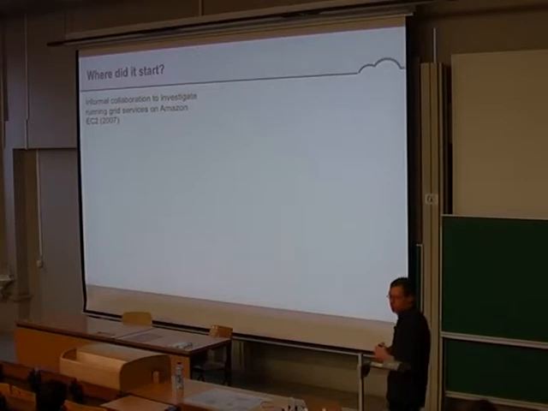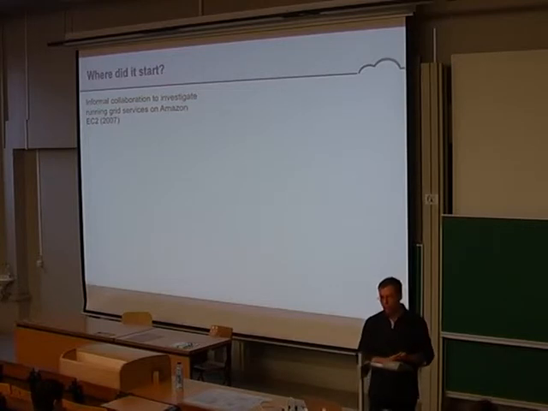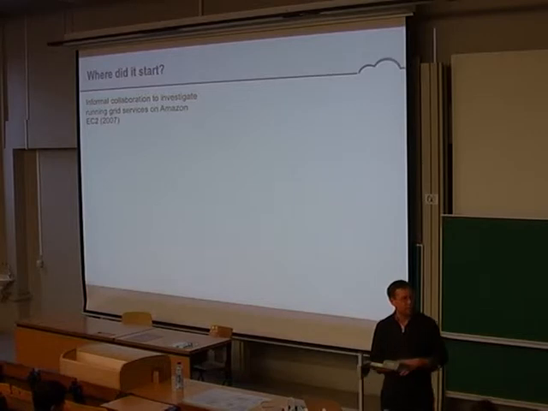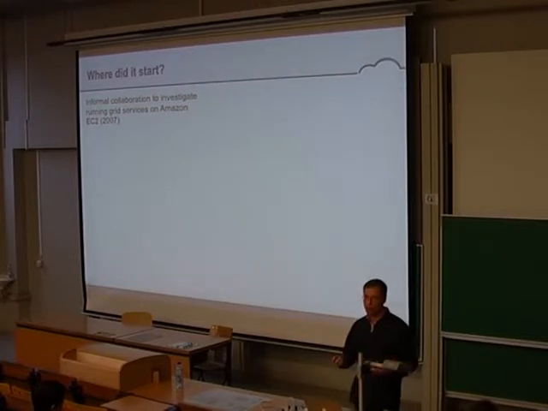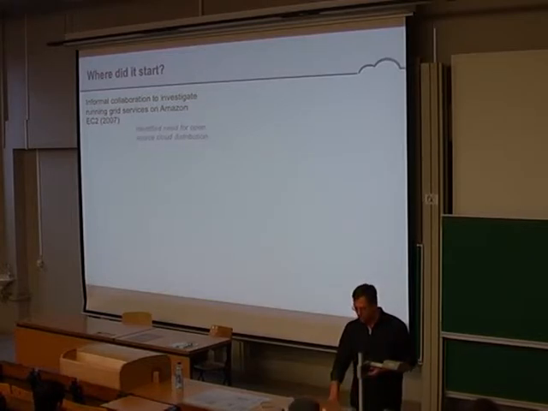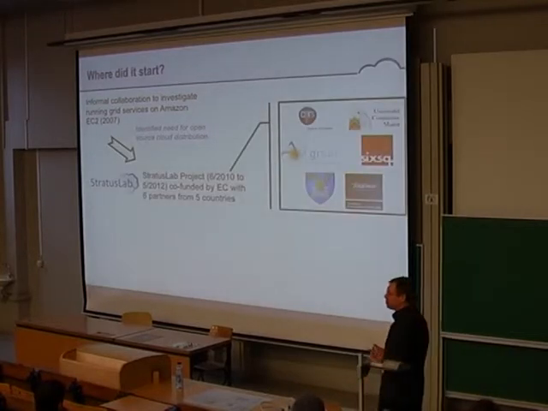Where did we come from? Actually, the group of partners involved in doing this started as an informal collaboration back in 2007. When Amazon first got hot, we were all involved in grid technology at the time. We wanted to see how we could use cloud to do grid services. So that's how the collaboration got formed. From that, we identified there was a need for an open source cloud distribution, which didn't exist at that time. And that was the impetus for a European funded project.